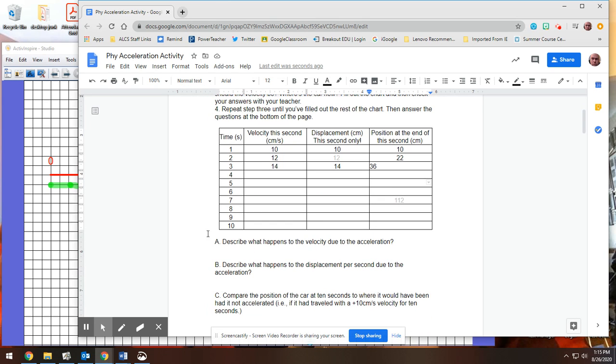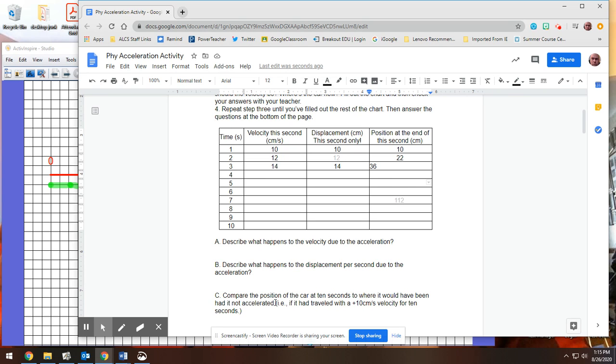Now, you got these questions. A, what happens to your velocity because of the acceleration? I want you to talk about things that are increasing and decreasing. The one caution I have for you is, in math class, you have been taught that negative numbers are small. But when we're using a negative, negative indicates a direction. A negative velocity can be very fast. It's just going backwards. So you really need to be careful when you talk about things getting bigger or smaller, increasing, decreasing. Right here, this car's velocity is increasing in the positive direction without a doubt. So is the displacement. And the position is getting farther and farther and farther away from each other.